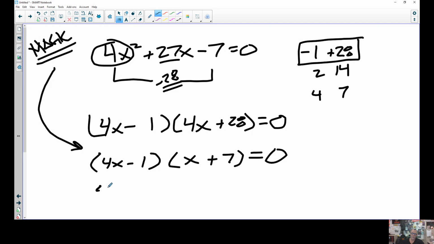We go back to what I said last time. Now I say, where is this one equal to 0? Where is this one equal to 0? When we know that, we got our answers.